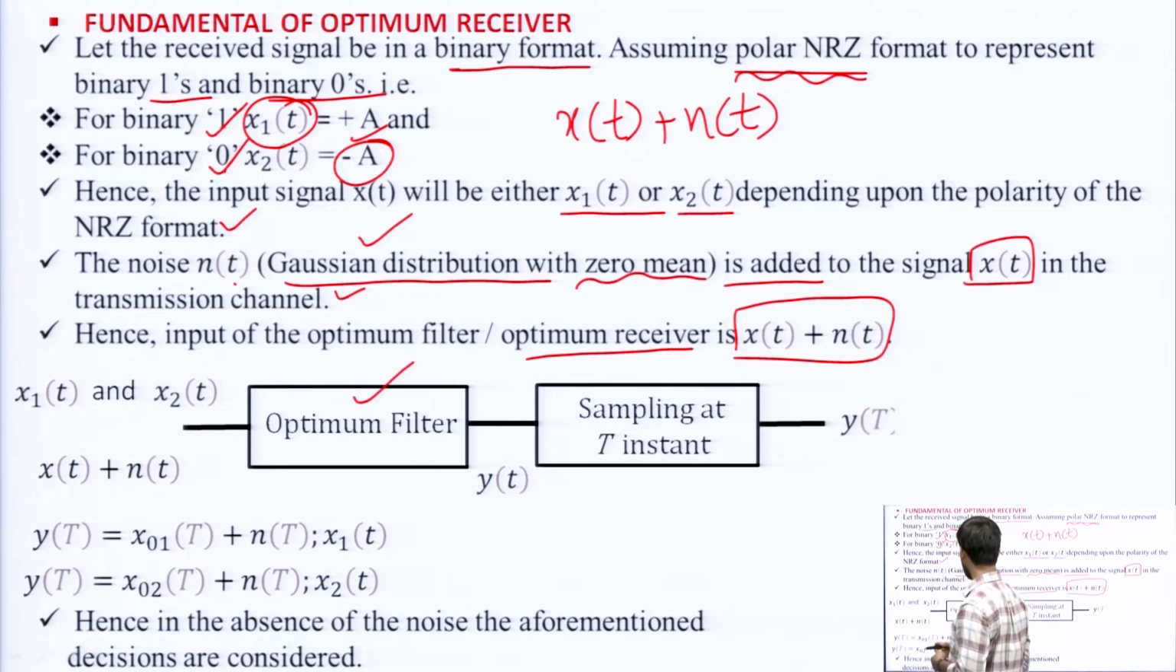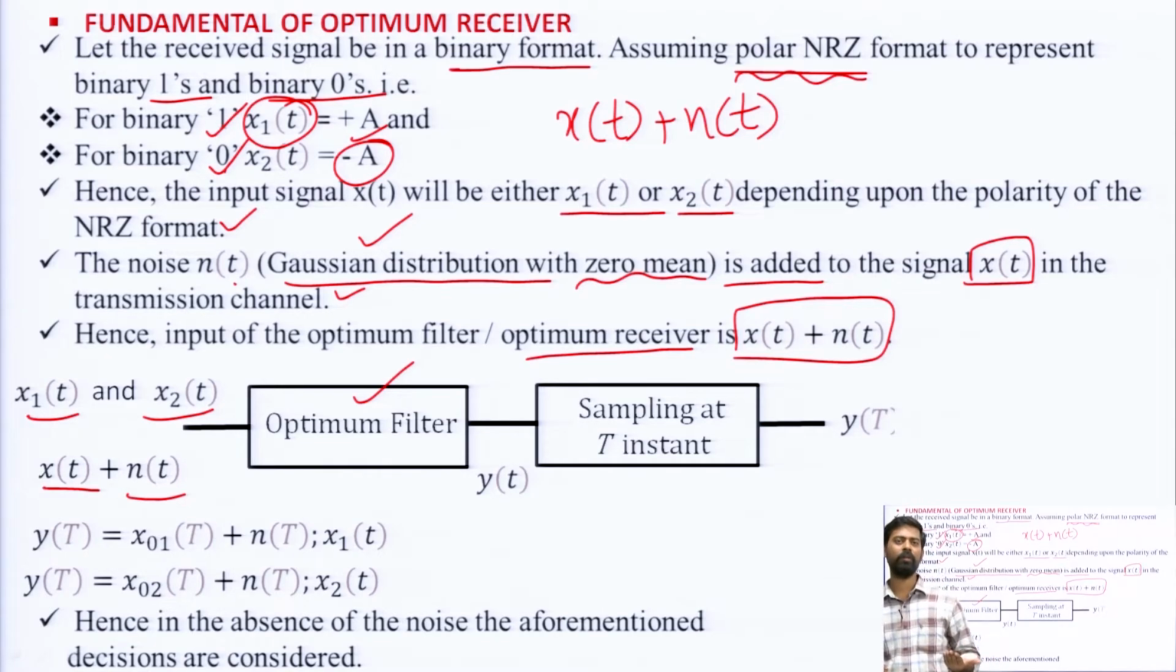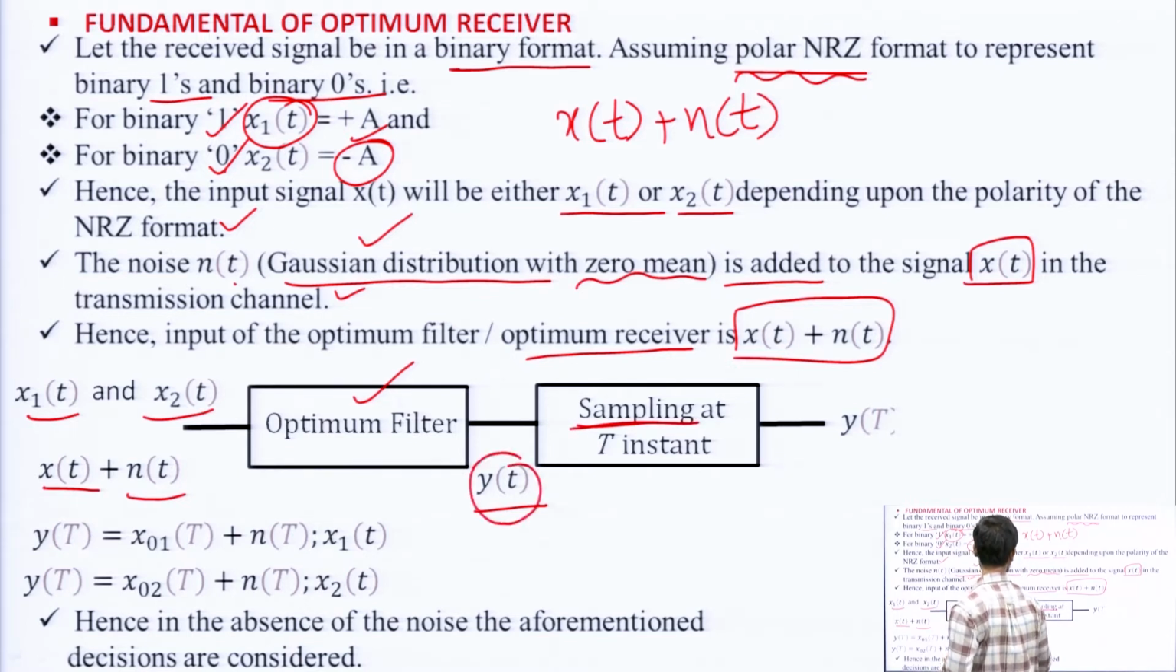So, the input to the optimum filter, the signal, is either x1 of t or x2 of t, but it is not exactly x1 of t or x of t; it is x of t plus n of t. The optimum filter will filter the input signal and give y of t. In digital communication, we will find the sampled version of y of t, sampled at the capital T instant. So, this y of t will be like y of capital T.